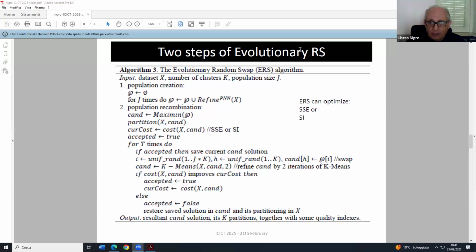And all of this is confirmed by experiments, and allows the evolutionary random swap, which is the name of our tool, to behave better, in the sense that we have noted that we can achieve a very good solution close to the optimal one in few iterations, which means goodness and also we save time.